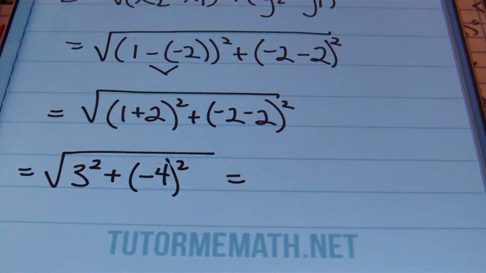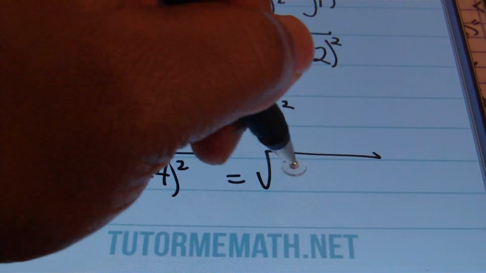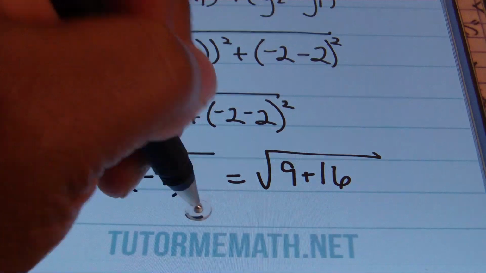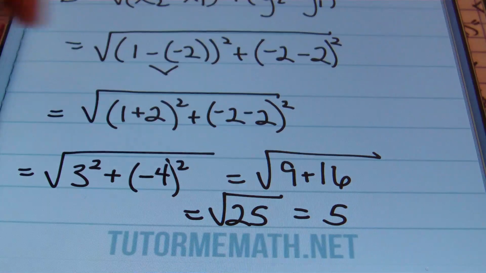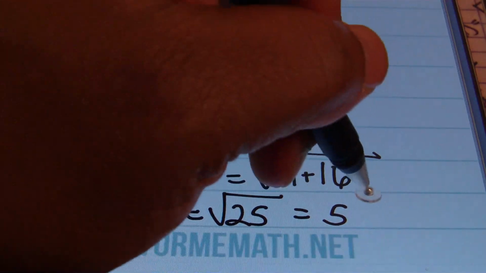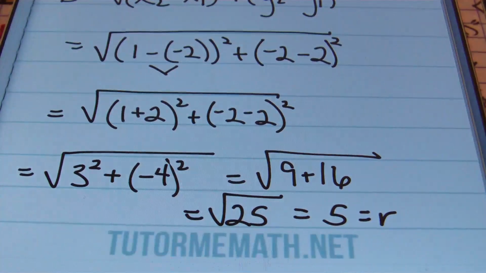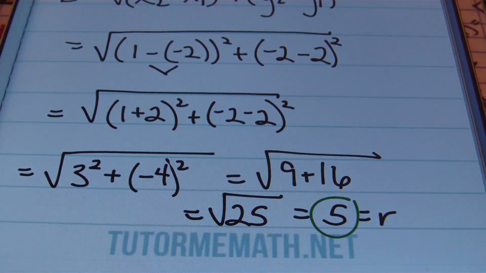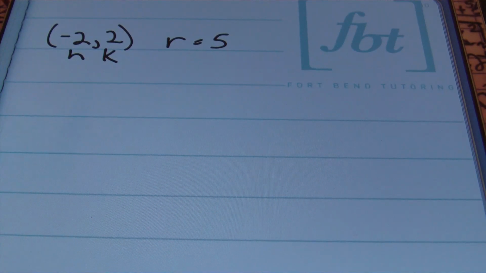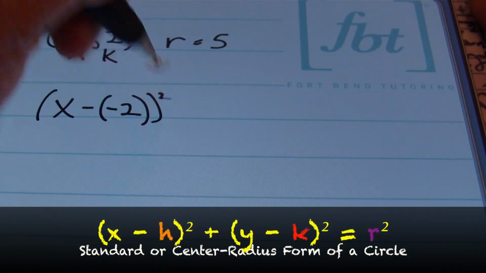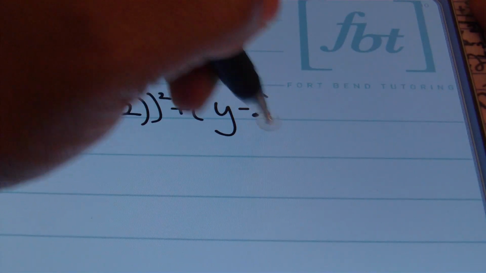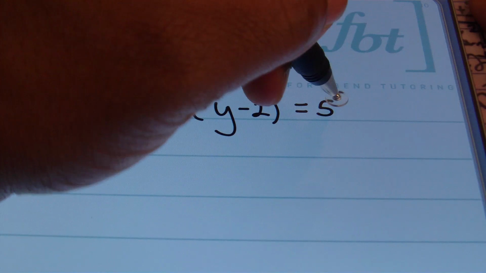This gives us the square root of 9 plus 16. Well, we've seen this before, right? That gives us the square root of 25, which is 5, which is going to be the distance of your radius. So your radius equals 5, this value right here. All right, let's continue. Using our center and our radius, which equals 5, we can write our equation of the circle in center-radius form now. So it'll be (x - (-2))² + (y - 2)² = 5².